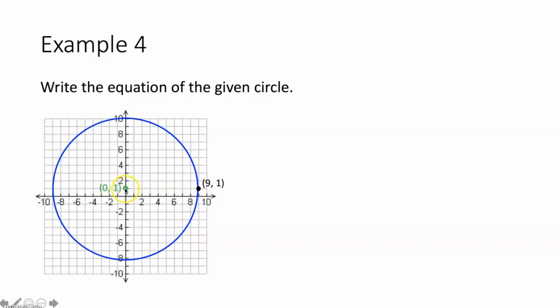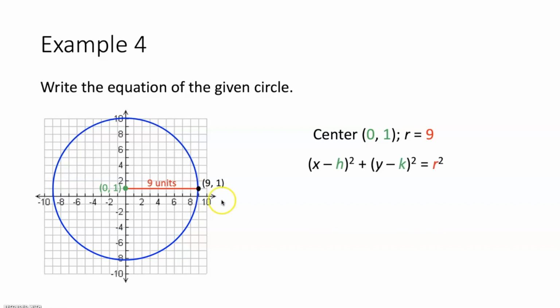So how many units away is 0, 1 from 9, 1? Well, that would be 1, 2, 3, 4, 5, 6, 7, 8, 9, meaning we have a circle with a center at 0, 1 and a radius of 9. So we can then use that in order to write the equation of our circle in the coordinate plane.